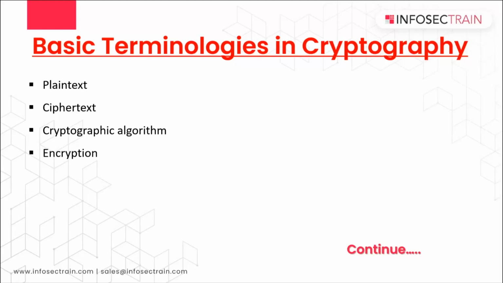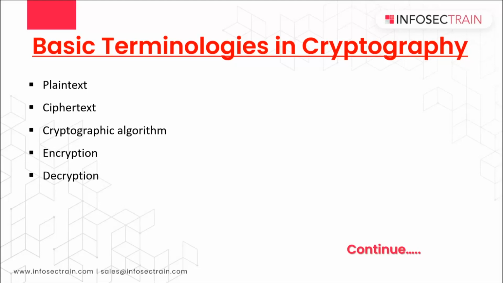Let us talk about the next terminology, which is encryption. All of you know about encryption. Encryption is the process of converting plain text into ciphertext using a cryptographic algorithm. For example, if you wanted to encrypt the message "hello" with the help of the Caesar cipher algorithm with a key of 3, you will get encrypted data like this: KHOOR. This is just an example; you can use your own message and generate your encrypted data as well.